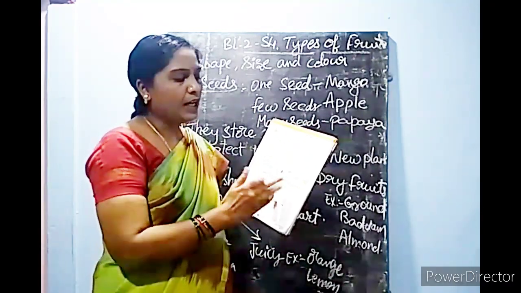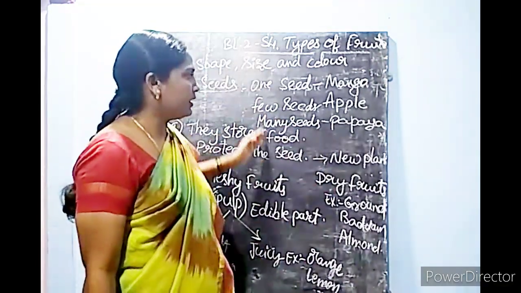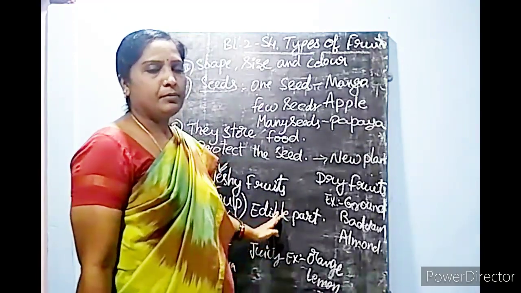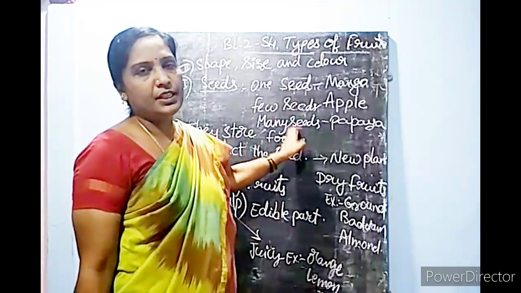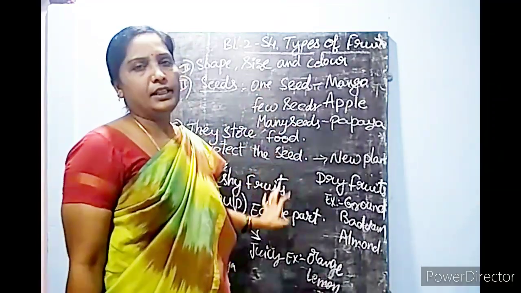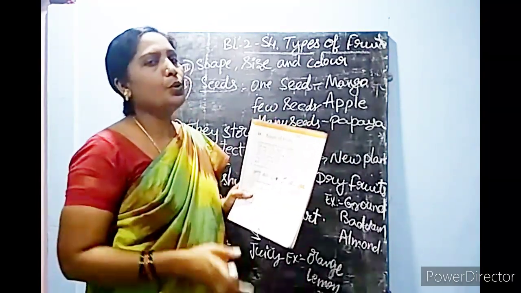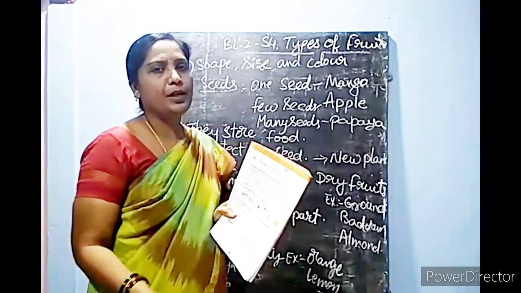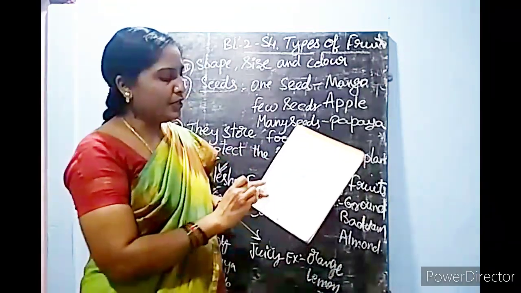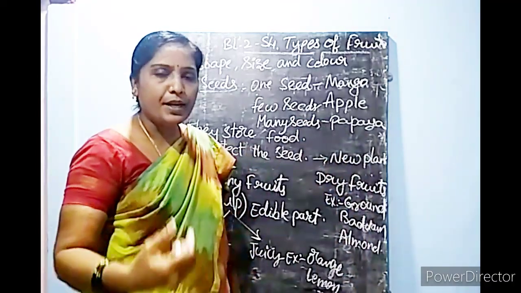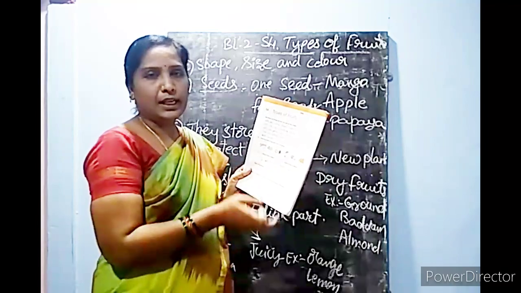And next, divide them into two groups. Any category which we discussed just now, either based on their pulp or based on the number of seeds, you divide. Take any one character and divide all these fruits into two groups. That you can do on your own. And you also mention here on what basis you classified all these fruits.